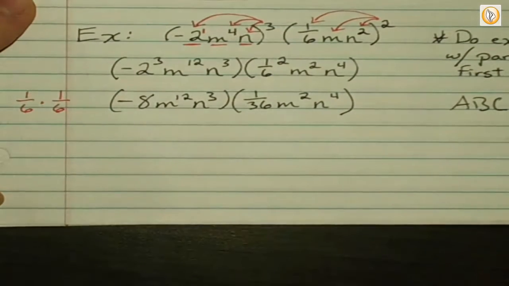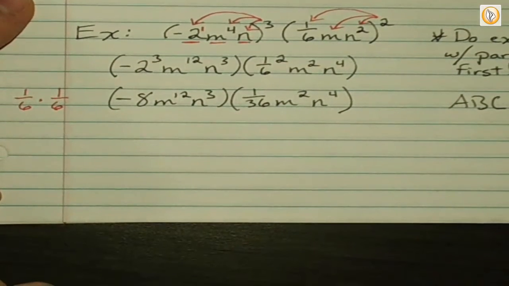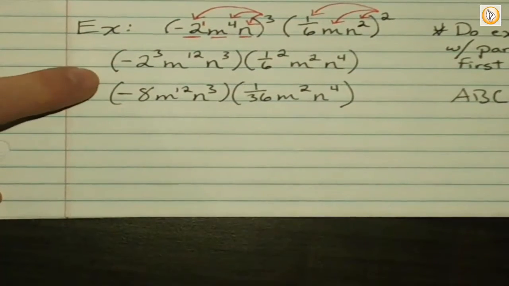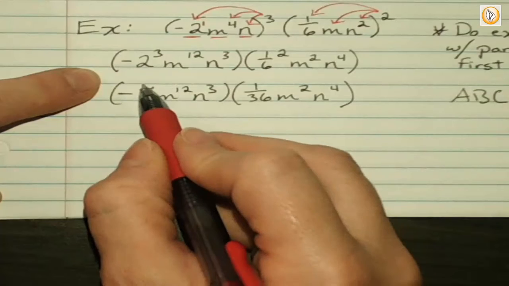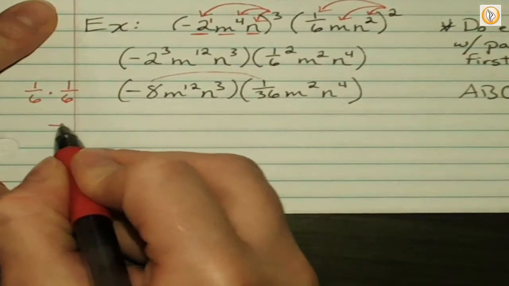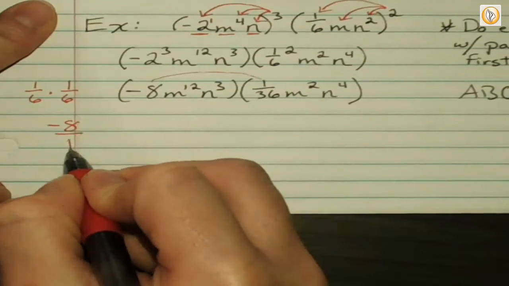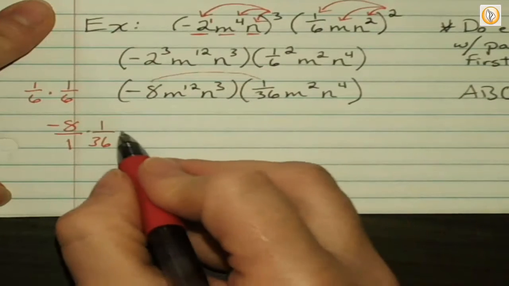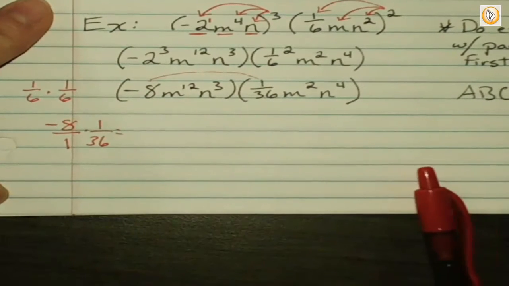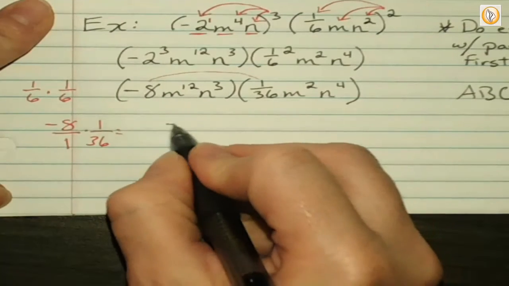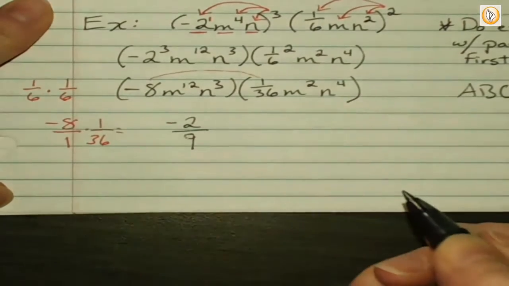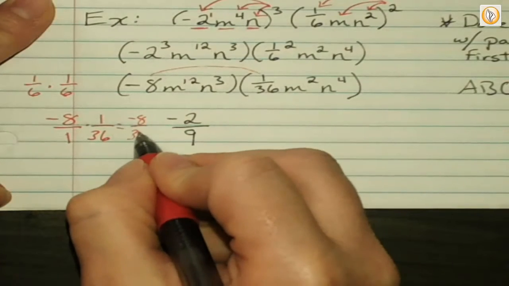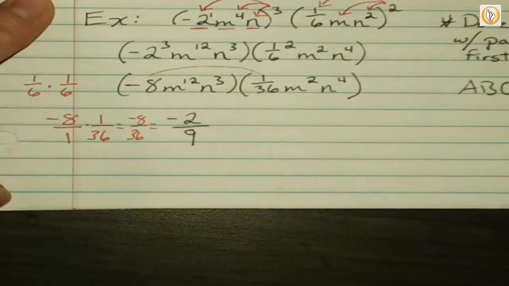Now, these are all being multiplied together, correct? So, what is negative 8 times 1 over 36? We're going to do those first. So, negative 8 over 1 times 1 over 36. What do we get? Negative 8 over 36. Can you reduce that? Negative 2 over 9. Very good. Because it would be negative 8 over 36, and then we reduce it.